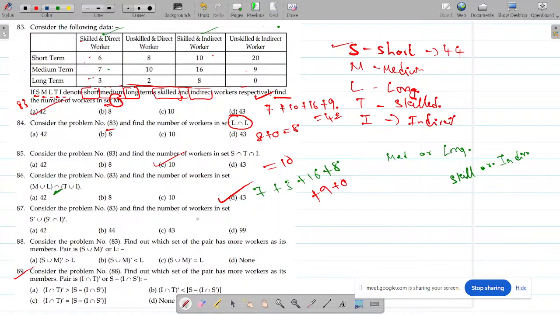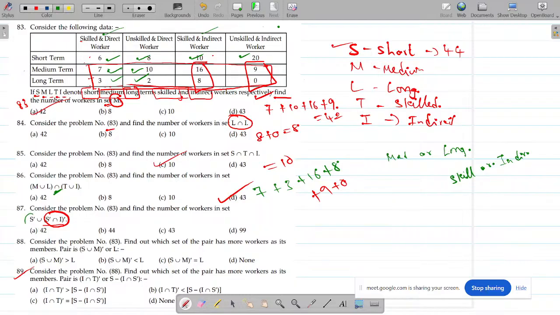87. Consider the problem. Now find the number of workers in set S' union (S' intersection I)', the whole dash. Let me go for this bracket first: S' intersection I. S is short term, so S' is this full box. And intersection I. I is indirect, so this one and this one. But I should not consider this one because dash is there. So let me go for small ticking work. So I'll have all these. Am I right? I'll have all these.